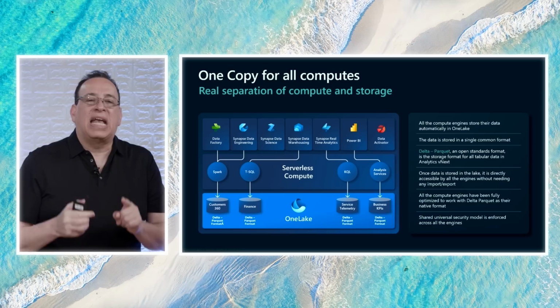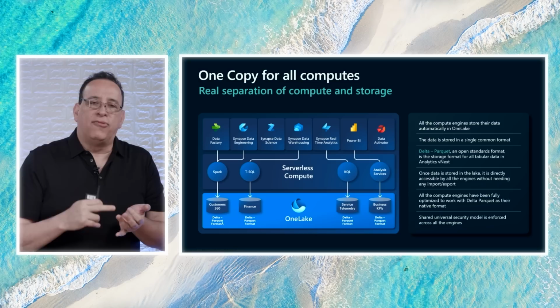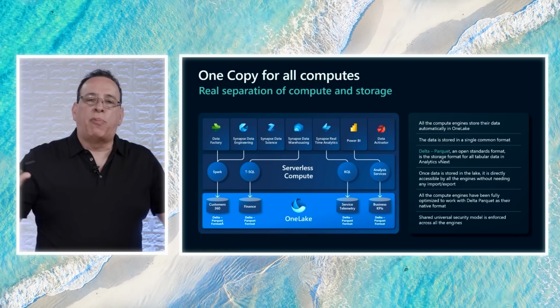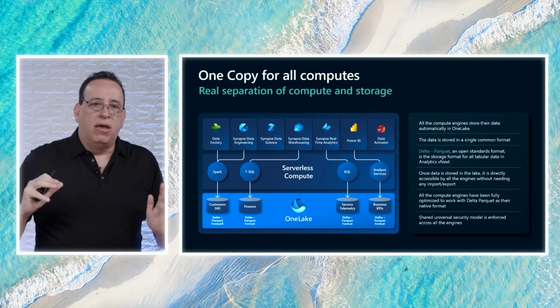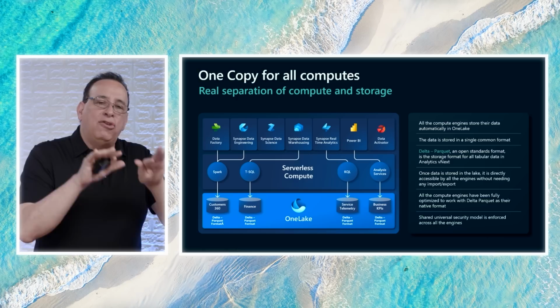We're using the open format of Delta files with Parquet storage for the data that is shared across all our engines. We're doing away with proprietary formats. And what it means is it doesn't really matter which engine saved the data into OneLake, that one copy is good for everything. One engine stores it, every other engine can instantly use the data. We call it the one copy principle. One copy is good for everything.